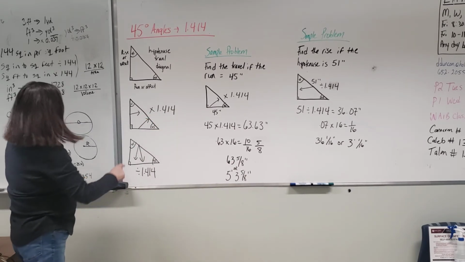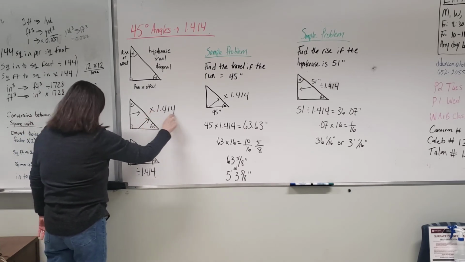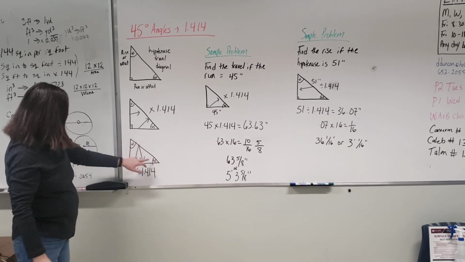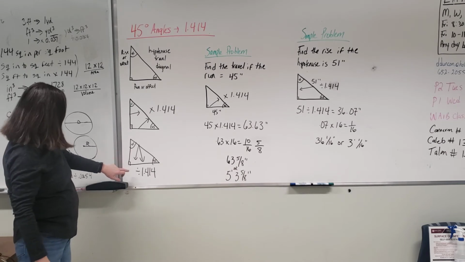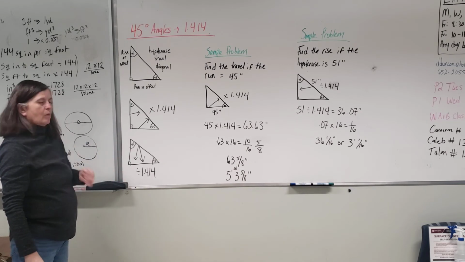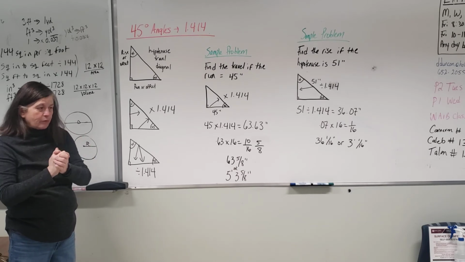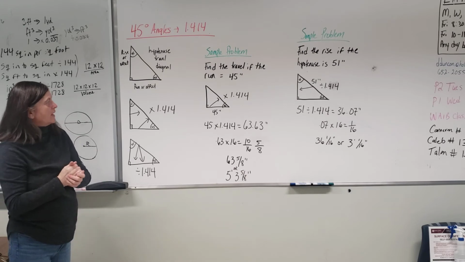1.414. So if we know this side of the triangle and we were looking for the longest side, we would times it by 1.414. If we were given the longest side of the triangle, looking for the other two sides, because they have to be the same, all we need to do is divide by 1.414, right? Especially when people start fabricating some things, this 45-degree triangle is going to be your friend.